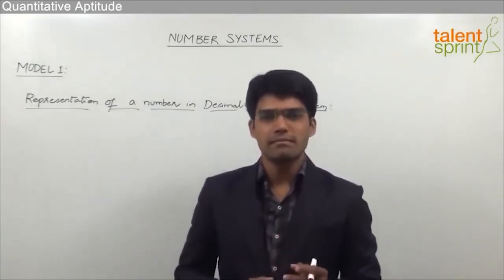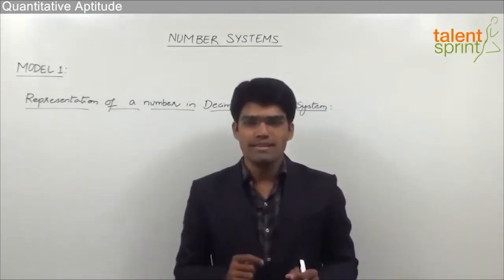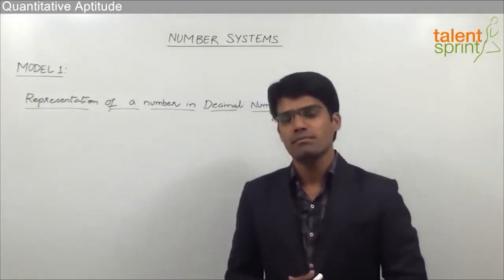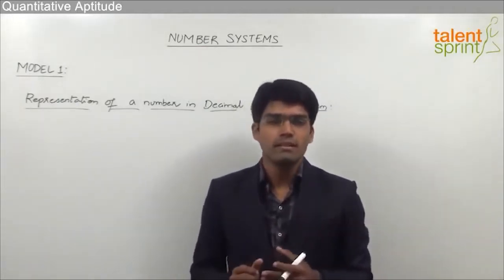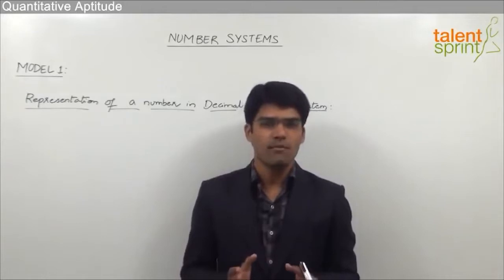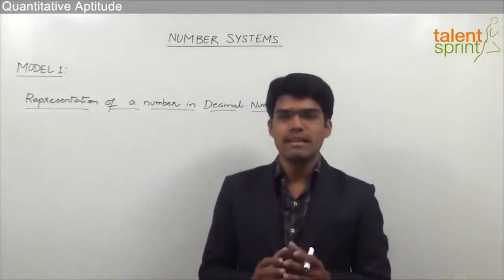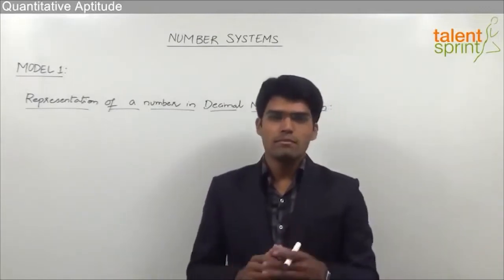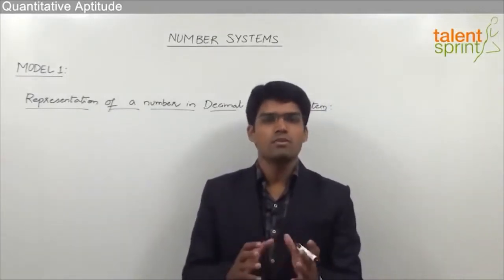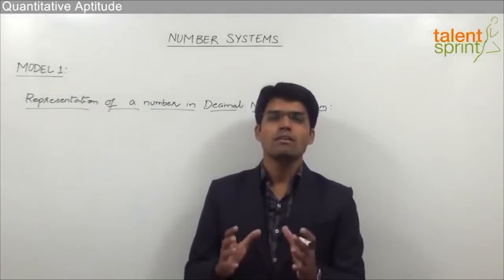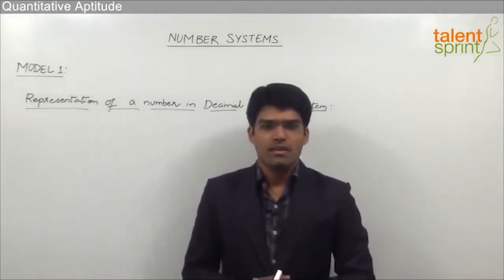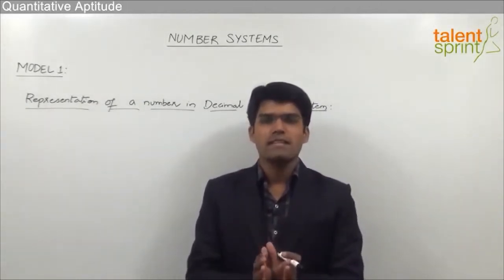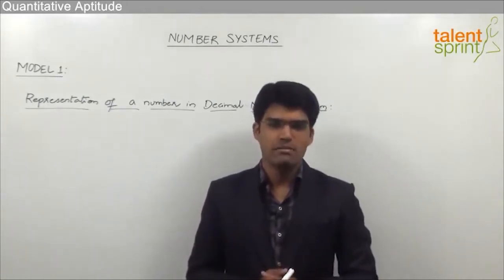But before we take an example, let us understand how to represent numbers in case of decimal number system. As we have already learned, we follow decimal number system where the base is 10. That means there are 10 different symbols from 0 to 9. So whatever numbers we use are made up of a combination of any of these 10 symbols or 10 digits. Let us understand how to represent a number in case of this decimal number system.